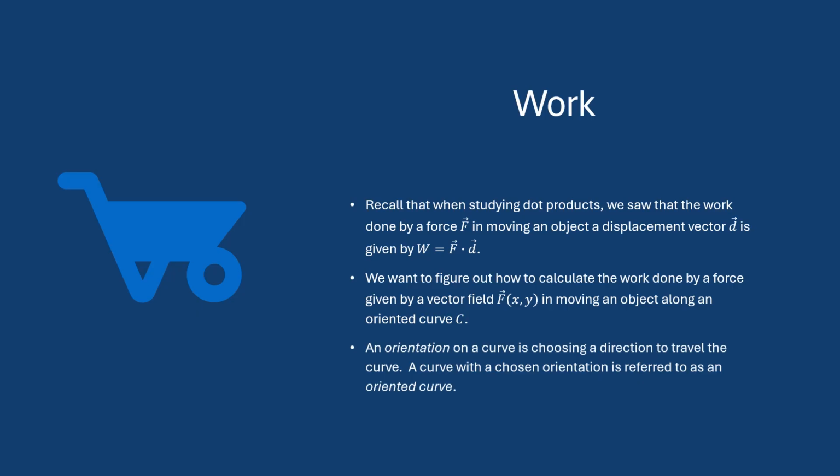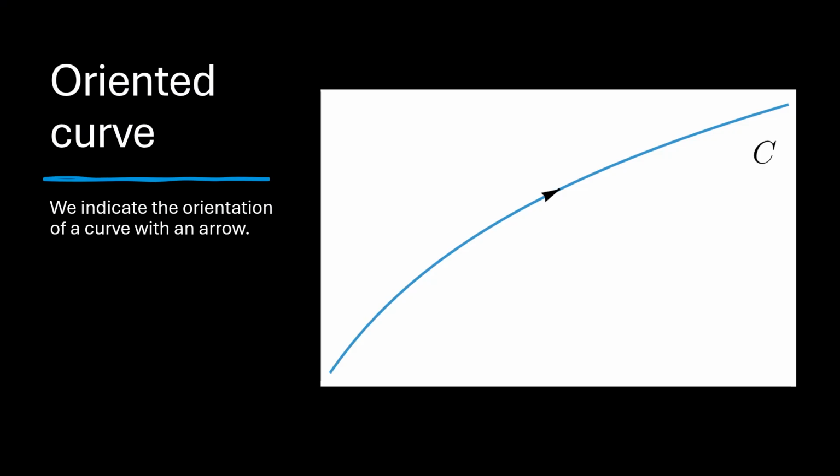So the first thing we're going to need is to consider oriented curves. An orientation on a curve is just a choice of direction to travel along the curve. And any curve with a chosen orientation is referred to as an oriented curve. To see this, here we have a curve C, and notice we have an arrow on this curve. So this would mean we'd start towards the left down here, and we traverse the curve in the direction of the arrow. So that's an orientation on the curve. It tells us which direction we're going to traverse the curve in.